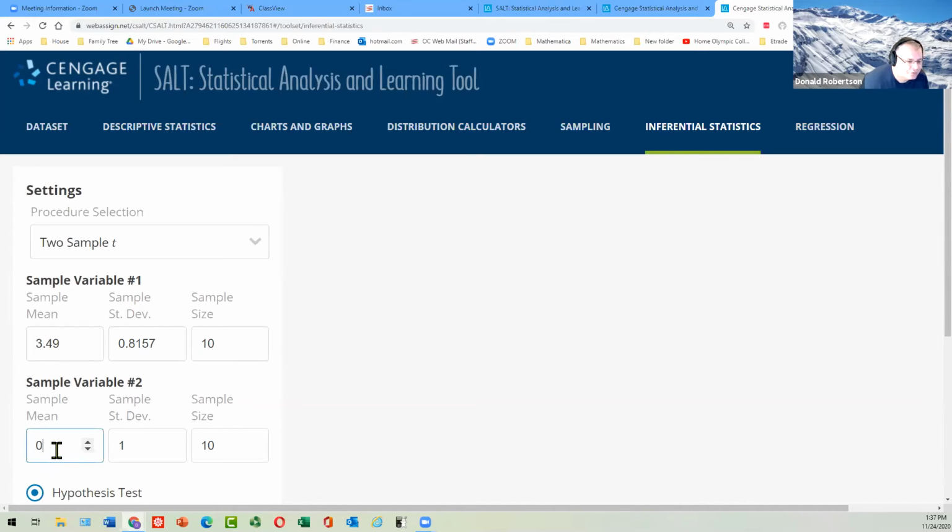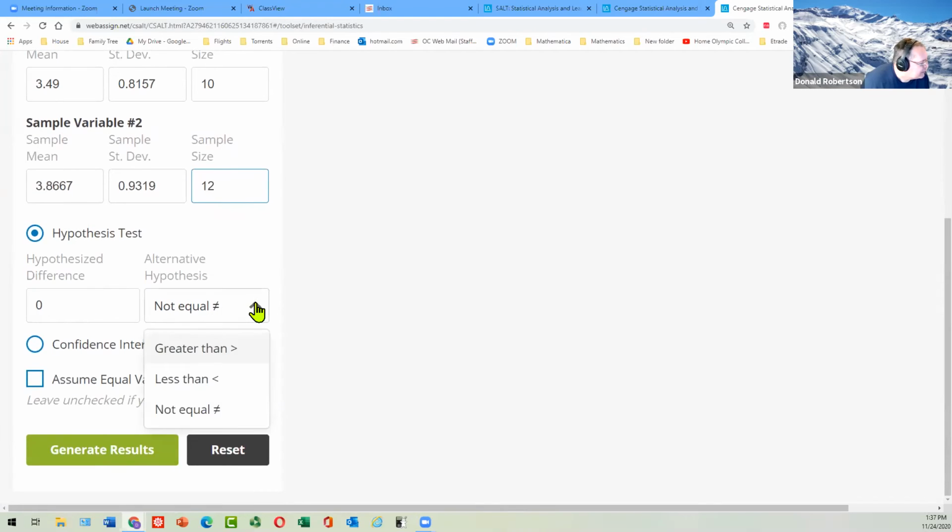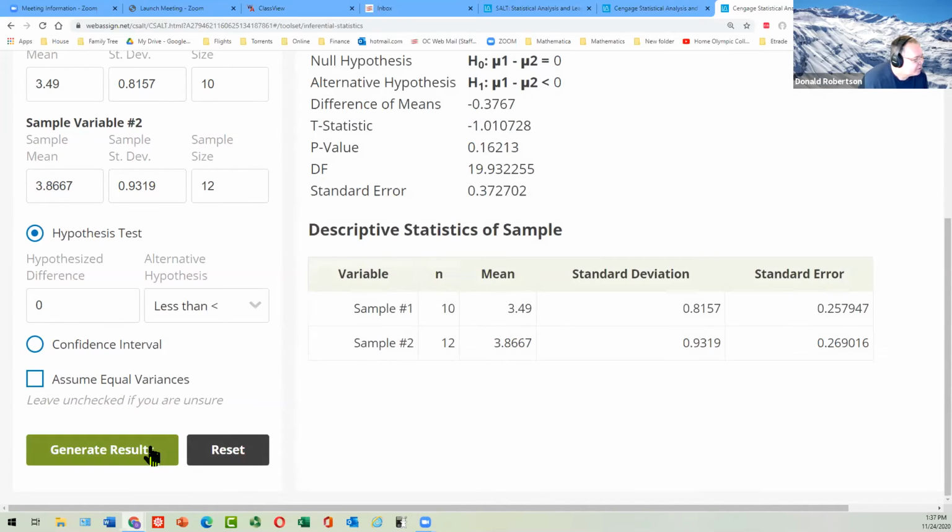And the second one, which was, I believe, New England, they had 3.8667. They had a standard deviation of 0.9316, and there was slightly more people in that one. It's 12. And we were looking for a less than in this story, right? Was the first one less than the second? And then I'm going to generate results.